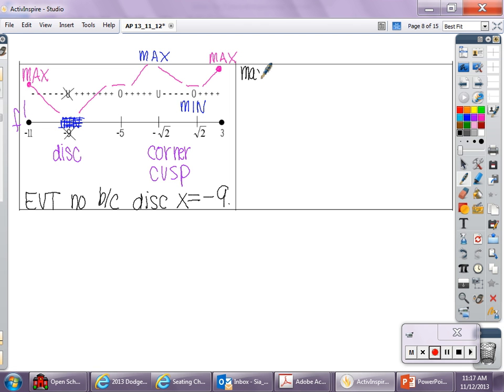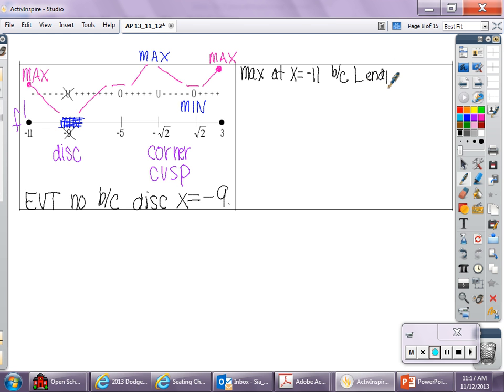Let's do a max at x equal to negative 11. So if I have a maximum there, if it's an endpoint, you got to tell me which one, left or right. Left side or right side? Left. So that's the first part.